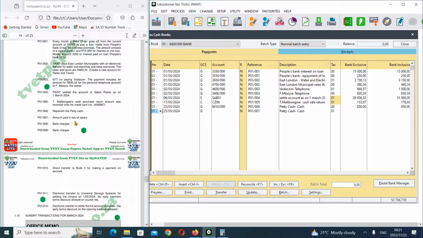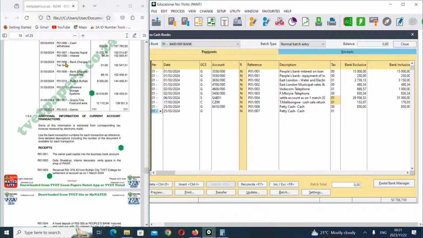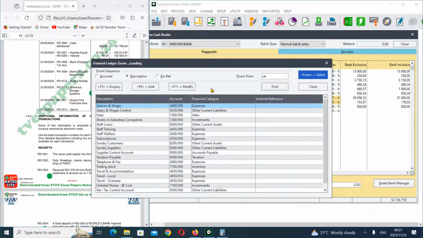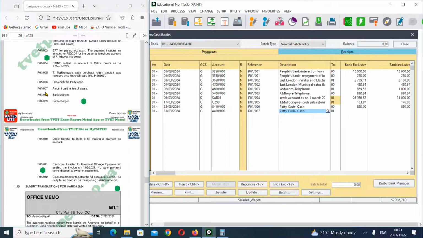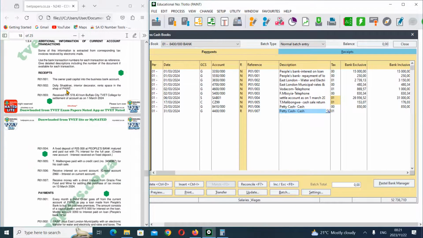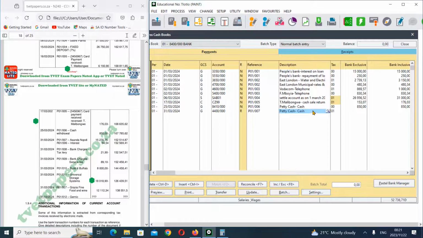07, amount paid in lieu of salary. So here's our P07. It's on the 31st. So we tab and then 31st. We're paying salary, so we're looking for the salaries and wages account, and then tab. They said here, who are we paying? We're paying Asanda Motor salary.